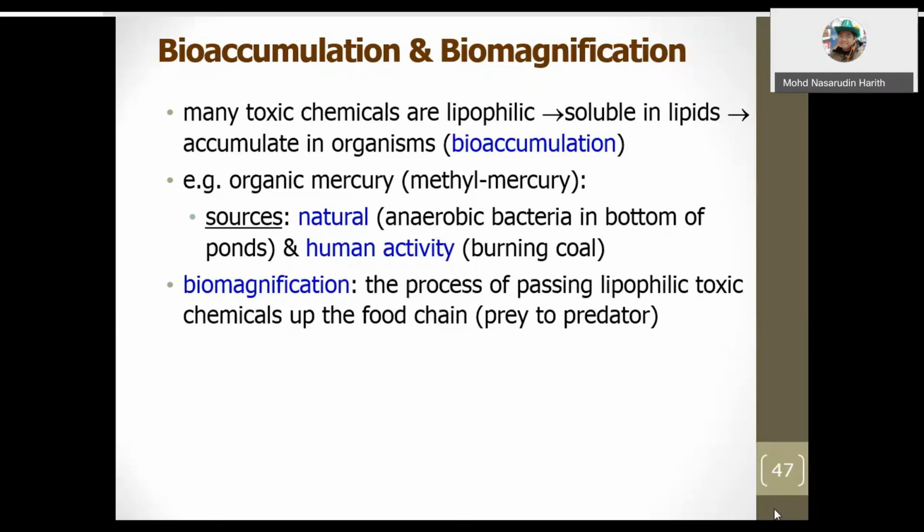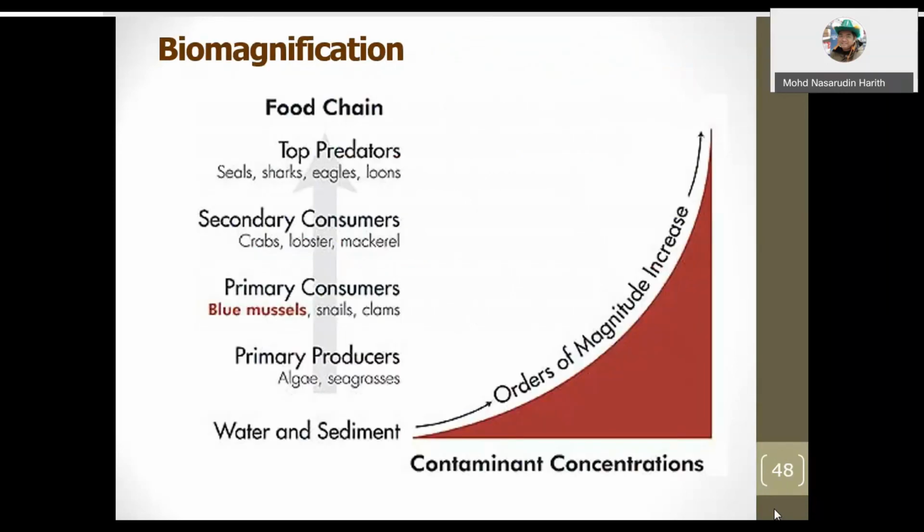coal. The second process is biomagnification. This is the process of passing lipophilic toxic chemical up the food chain from prey to predator. So you have to know how to differentiate between these two, bioaccumulation and biomagnification. This figure can help you to understand more about biomagnification because biomagnification is related to the trophic level in the food chain. So the higher the level of the food chains, the magnitude of the concentration will increase. It's different by the bioaccumulation, which is related to an individual animal.